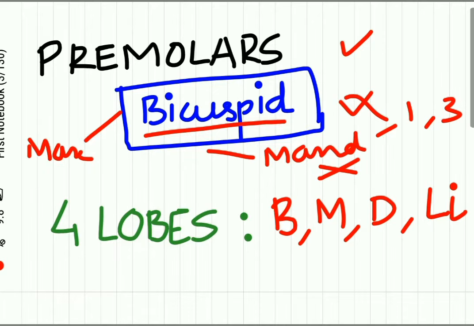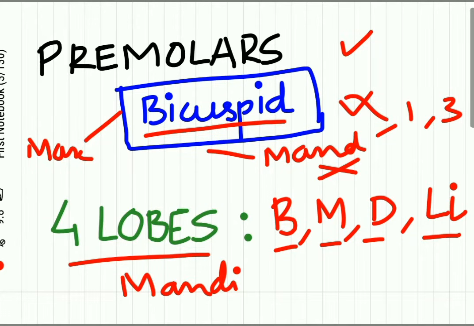Now, the premolars may develop from 4 to 5 lobes. The maxillary premolars are mostly formed by the buccal, mesial and distal lobes as well as the lingual lobe, which forms the cingulum of the tooth, while the mandibular second premolar may be formed by five lobes.